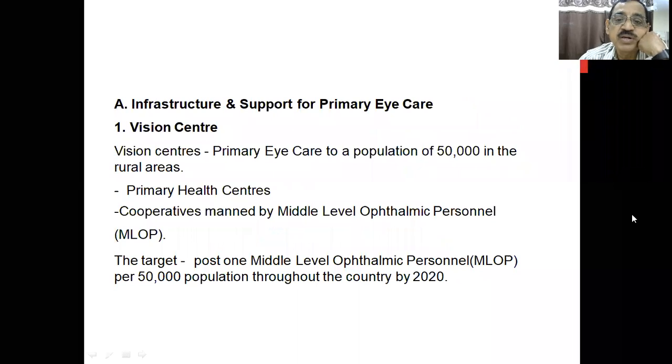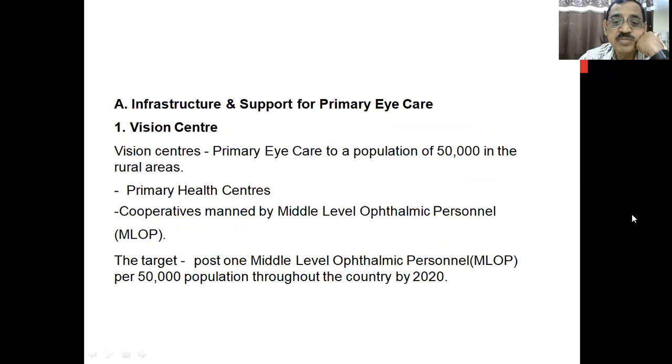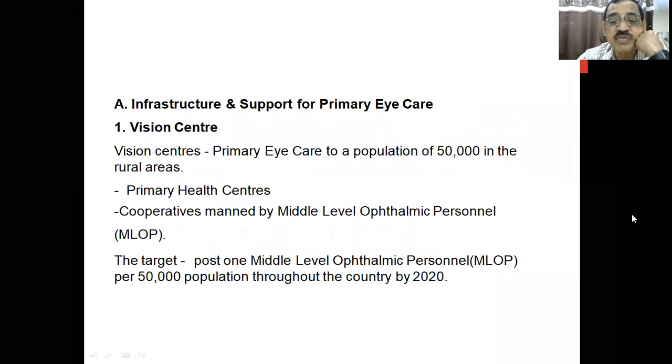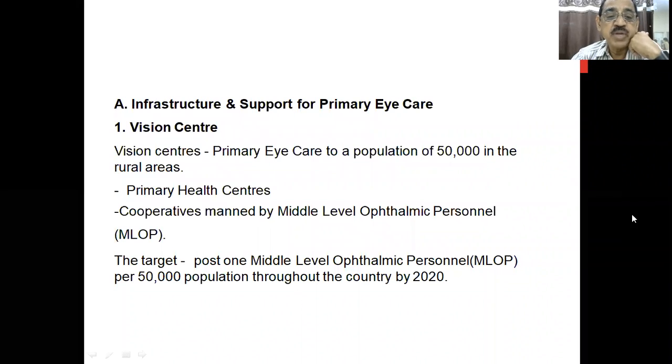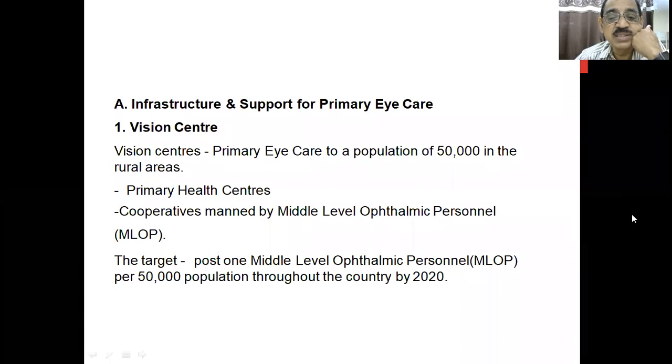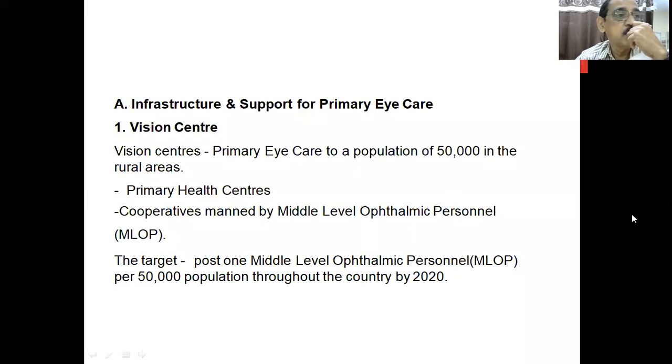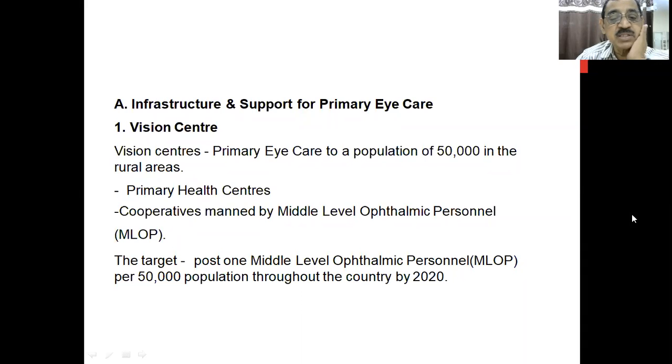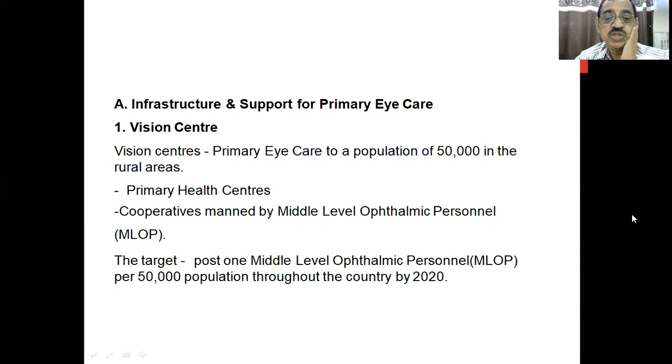Infrastructure and support for primary eye care. Vision centers are very, very important. Vision centers are established for primary eye care to a population of 50,000 in the rural areas. Primary health centers are the next one, and cooperative ones. In the primary health centers, it is managed mostly by middle level ophthalmic personnel, such as paramedical ophthalmic assistants or optometrists. The target is to post one middle level ophthalmic personnel for nearly about 50,000 population throughout the country by 2020.